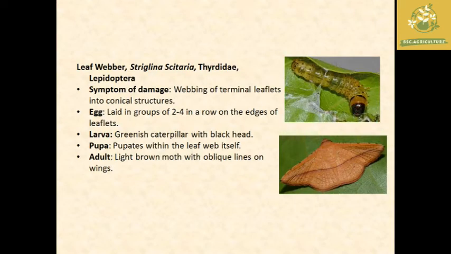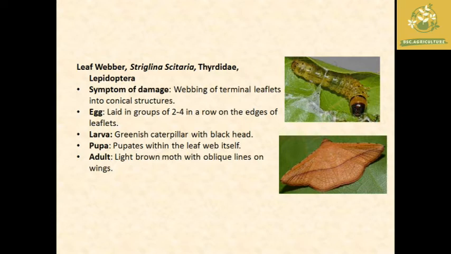And the next one is leaf webber, where the scientific name is Striglina cancellata, and the family is Thyrididae, and the order is Lepidoptera. So the symptom of damage is webbing of terminal leaves into conical structures, and once we open up these conical structures we can see the presence of larva or pupa inside them.